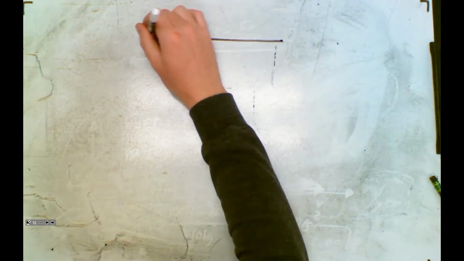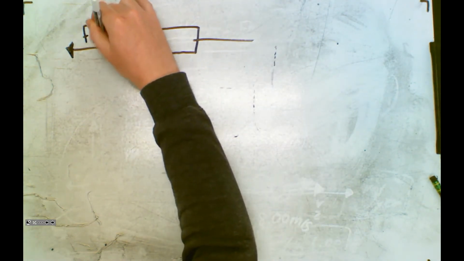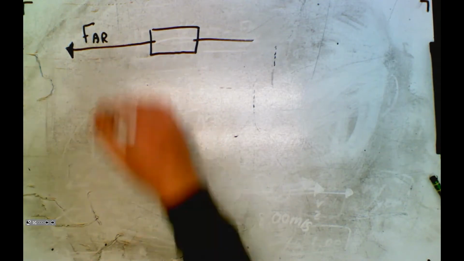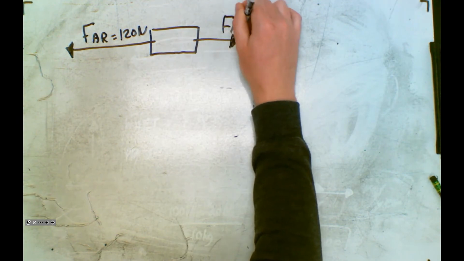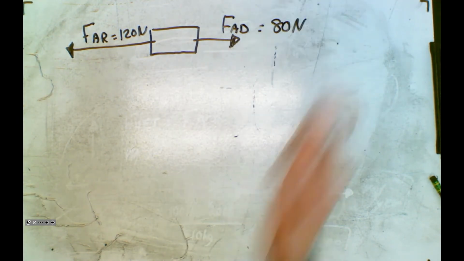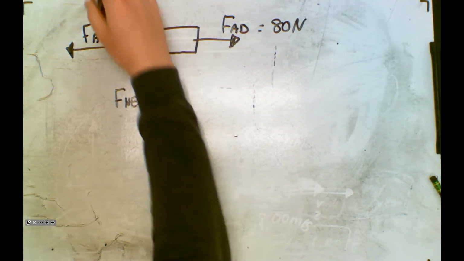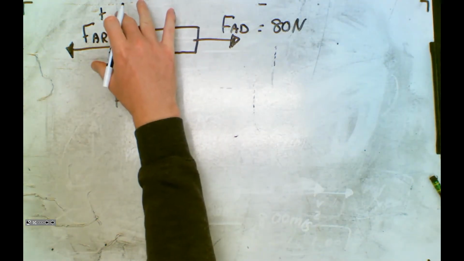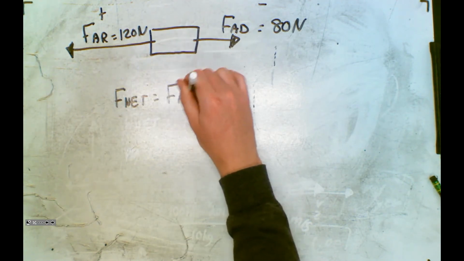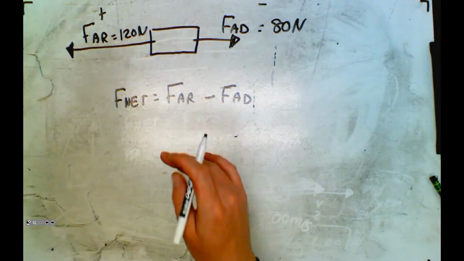So here's my rope. The force applied by Rick, which is to the left, which is bigger, is 120 newtons, and the force applied by Dwayne is smaller, which is 80 newtons. From this, I can write my F net equation. F net is equal to, I'm going to make this positive, this negative. I usually like to make positive the winner, the direction that's bigger. So I'm going to say force applied by Rick is positive, and force applied by Dwayne is negative.